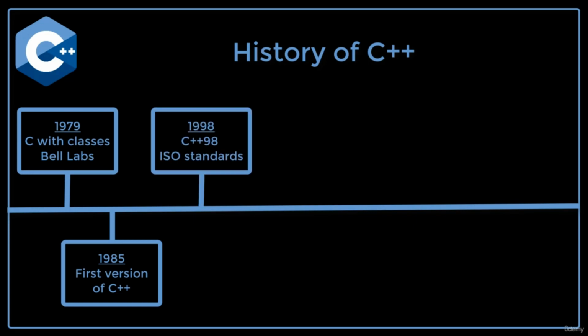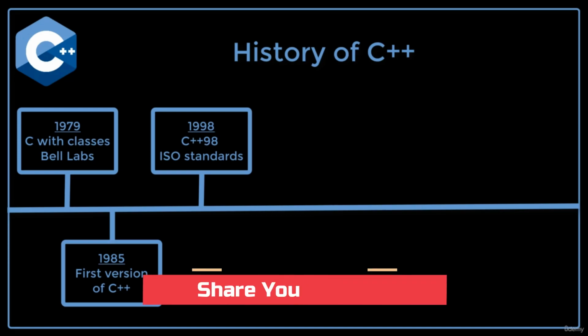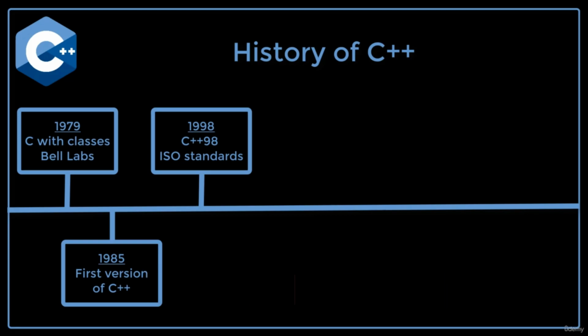1998 marked a key milestone in C++ history for two reasons. A new version of C++ was released, C++ 98, and the ISO began standardizing C++. Each C++ version has the last two digits of the year it was released. In 2003, C++ 03 was released.